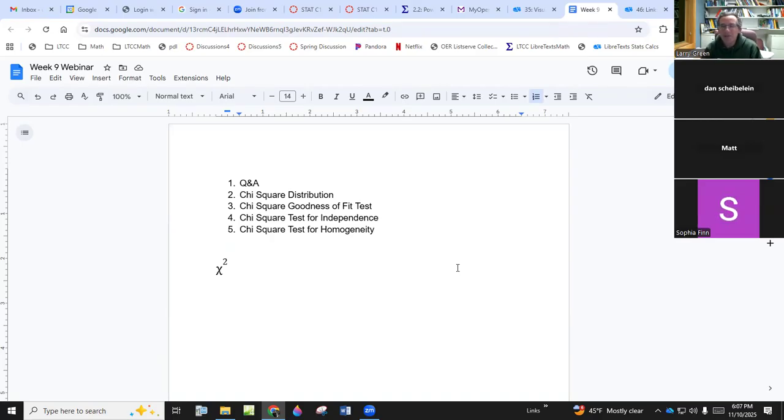Yeah, so the chi-squared is mostly for qualitative data, or if it's quantitative, it turns qualitative, which I'll show you an example of later.